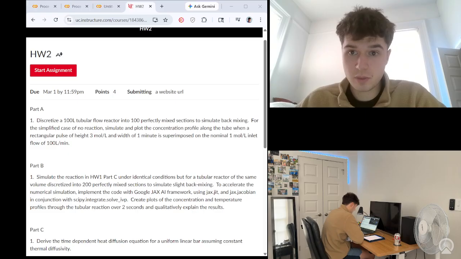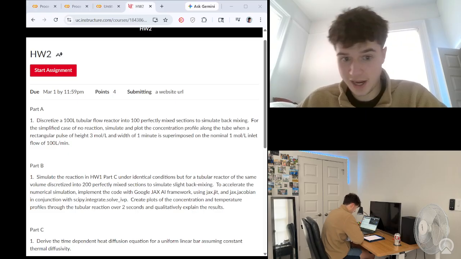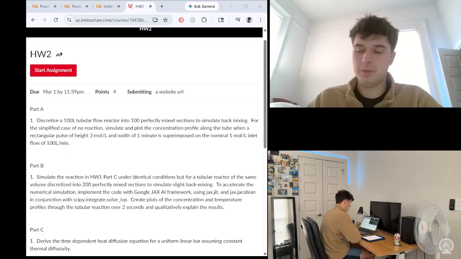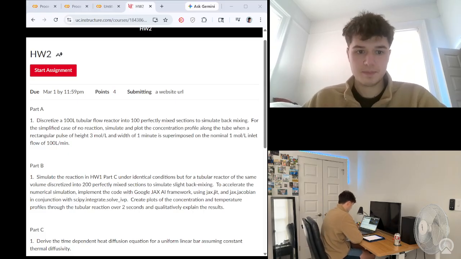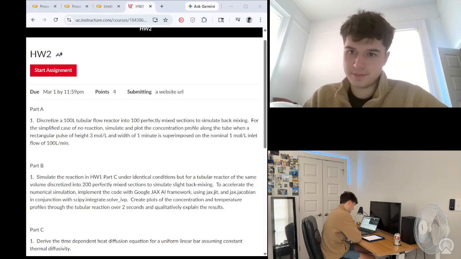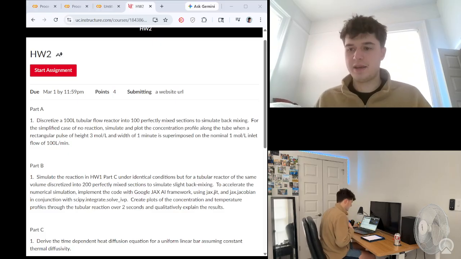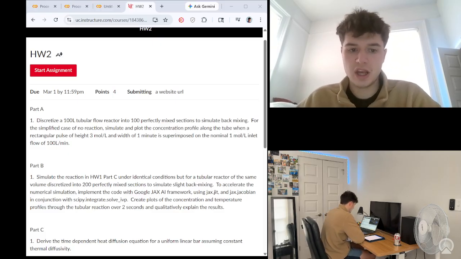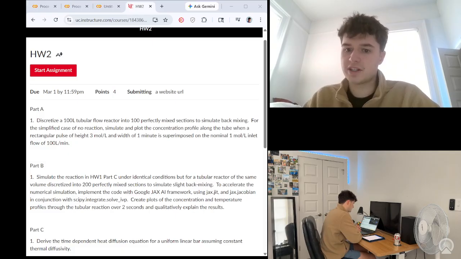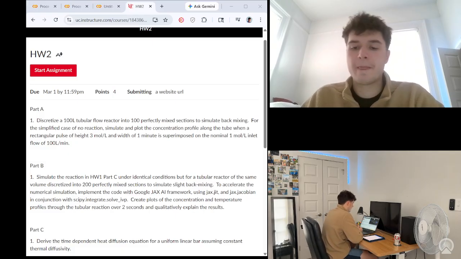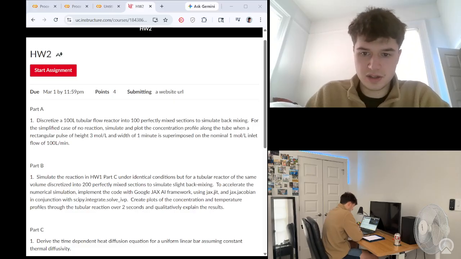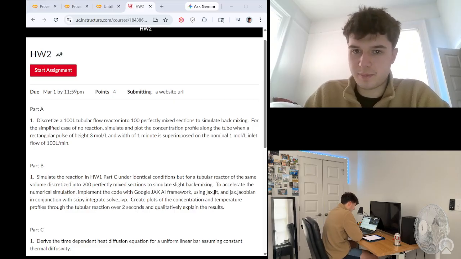And then to do this even more efficiently, we're going to use things like JAX and Jacobian and jit and things like that. And then from here, we're going to create some plots of concentration and temperature profiles through the tube. Excuse me, I keep hiccuping. Through the tubular reaction over 2 seconds, and then actually quantify some of these values. I know this sounds like a lot, but just as always, we are going to walk through this step by step and explain it as in-depth as possible.